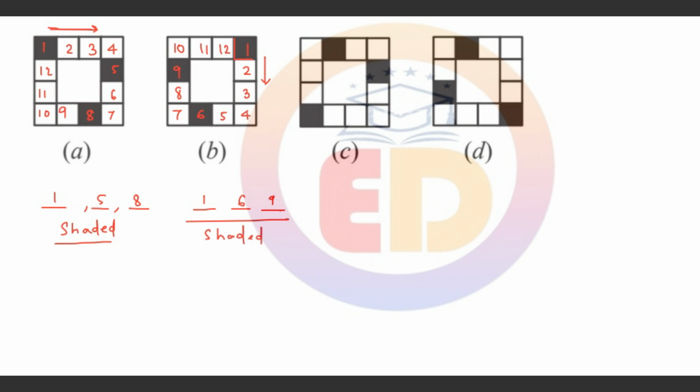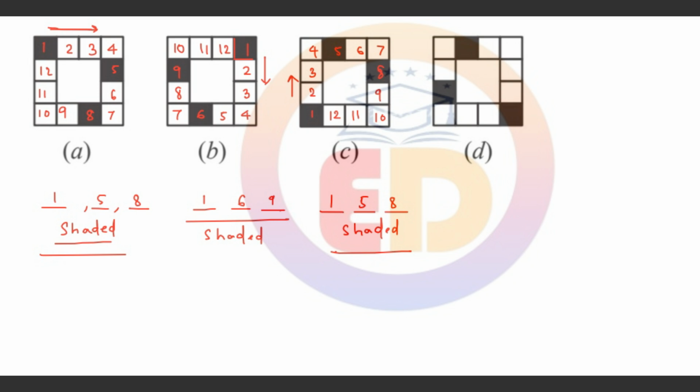Let's go to the third figure C and start numbering from the corner square. So this will be our first square. Let's move in a clockwise direction. 2, 3, 4, 5, 6, 7, 8, 9, 10, 11 and 12. So again I see that the first square, the fifth square and the eighth square are shaded. So we can see the shaded squares are similar to the first figure.